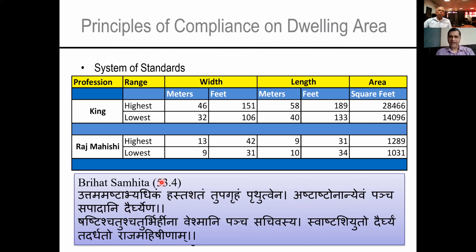Brihat Samhita and Vastu Ratnavali recommend different rules of minimum and maximum habitant area based on the profession. For example, a king can build a home having a maximum carpet area of about 28.5 thousand square feet, whereas a Raj Mahishi can have a home with a minimum area of about 1,031 square feet.